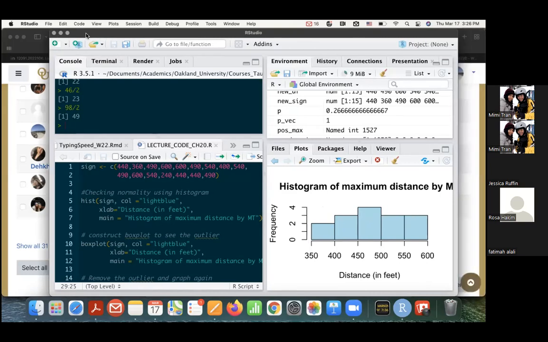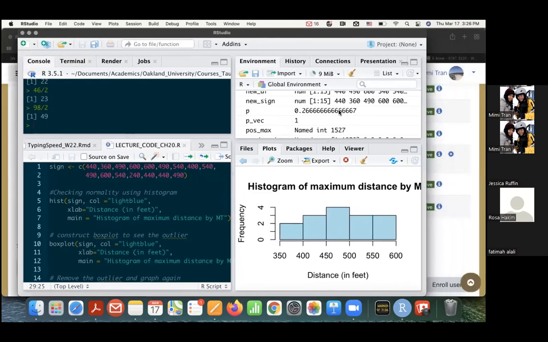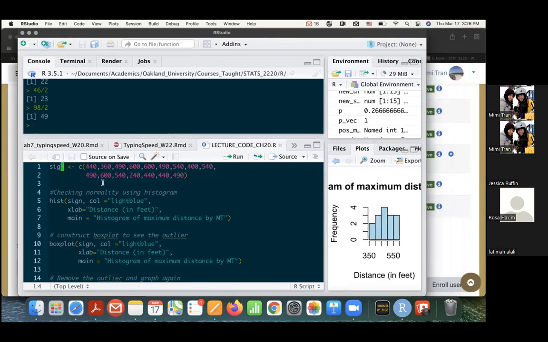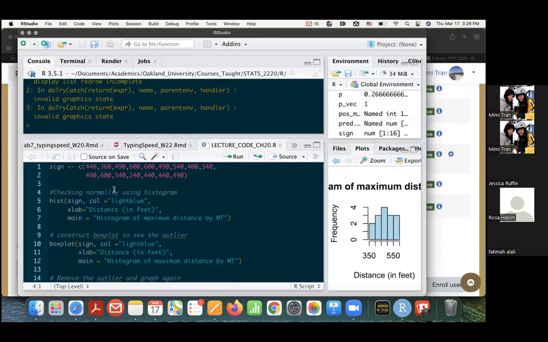Do you see my R? Thank you. I'll make it bigger for you here. So here's my sign. That's my data set.